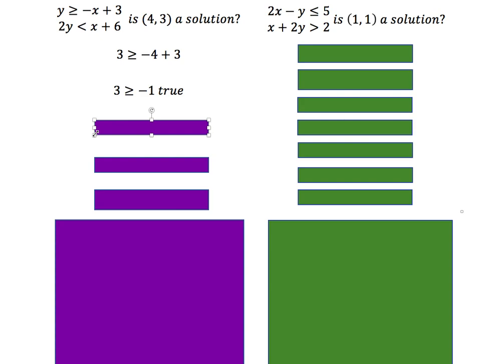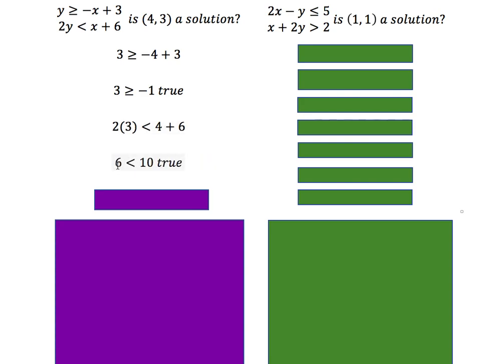Let's check the next inequality. You get 2 times 3 is less than or equal to 4 plus 6. And when you simplify that further, you get 6 is less than or equal to 10, which is also true. And because it's true for both statements, that means that 4, 3 is a solution to your system of inequalities here. Let's check the one on the right.